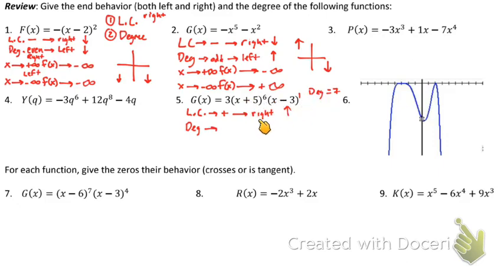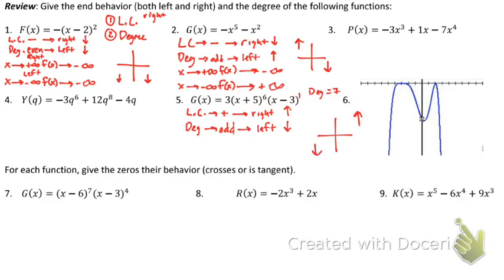So we have a degree of 7, which means my degree is odd, which tells me my left side does the opposite of my right side. So that means my left side goes down. So it would look like this. My right side's going up, my left side's going down.